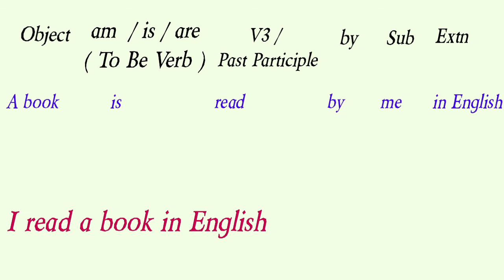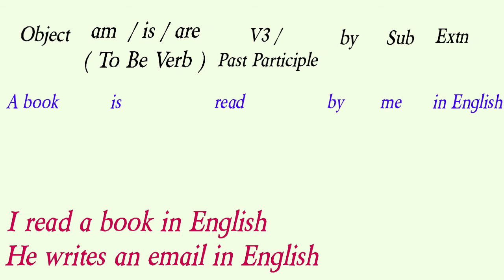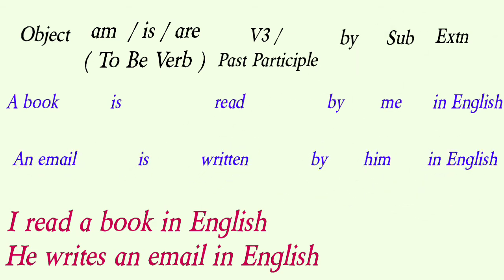Now, in the next sentence, I have written, he writes an email in English. Now, what will be the sentence construction in passive voice? Now, let's begin. The answer will be, an email is written by him in English. Now, in the object, I am placing an email. In the to be form of the verb, I am placing is. In the third form of the verb, I am placing written, because the past participle of write is written. Then after that I am placing by. In the subject I am placing him, and in the extension of the sentence I am placing in English.